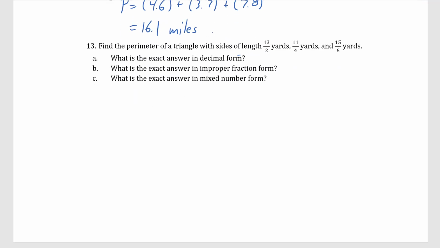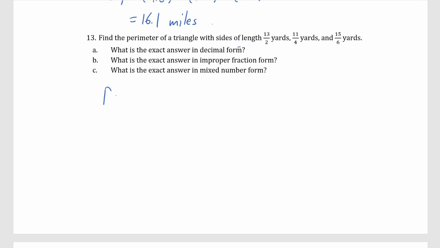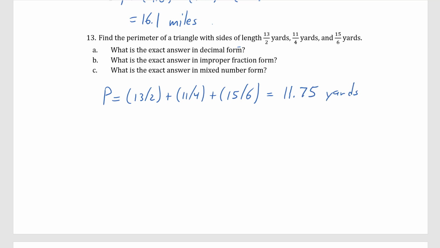Number 13 is going to want multiple answers, 3 in this case. So we're going to have 13 halves plus 11 fourths plus 15/6. So let's see what we get here. 13 halves plus 11 fourths plus 15/6. I get straight off the calculator 11.75 yards. That's an exact decimal answer.